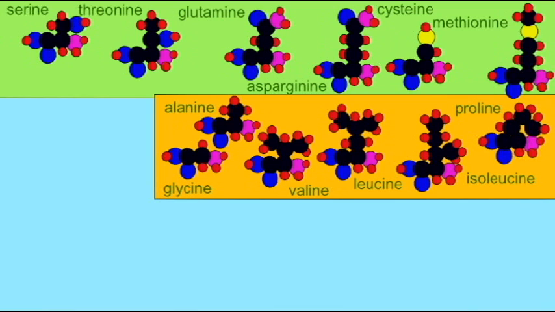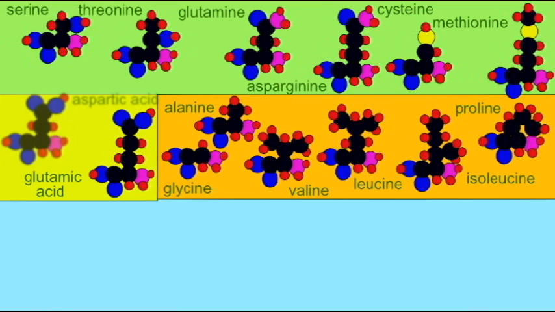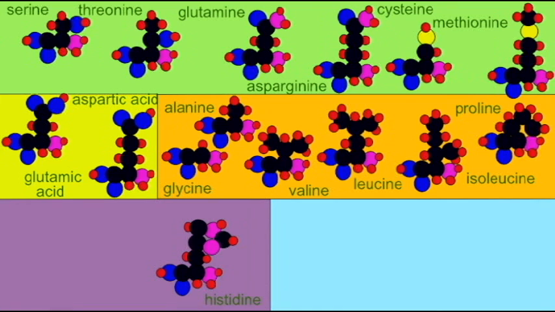Two amino acids, aspartic acid and glutamic acid, are acids. They can donate a proton and thus have a negative charge. There are also three amino acids which are basic. They have extra amino groups which can accept hydrogen ions and have a positive charge.